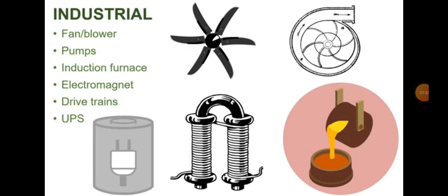Different drivetrains used for driving various motors in the industry are again made up of power electronic converters. The UPS system, which is also known as uninterrupted power supplies, is also made up of power electronic converters.